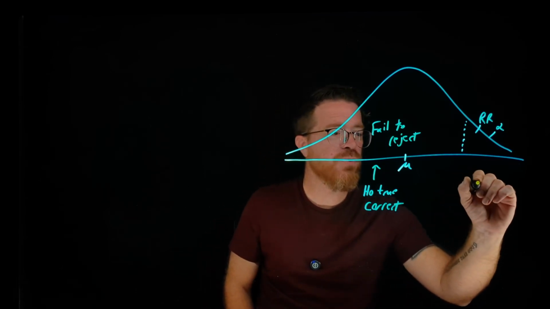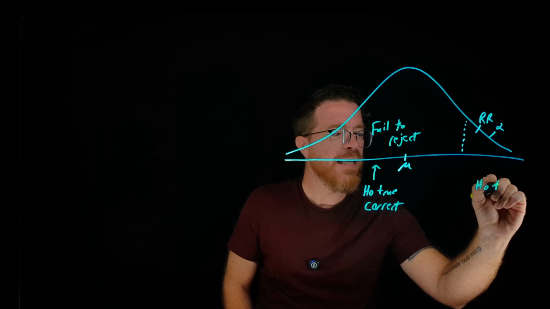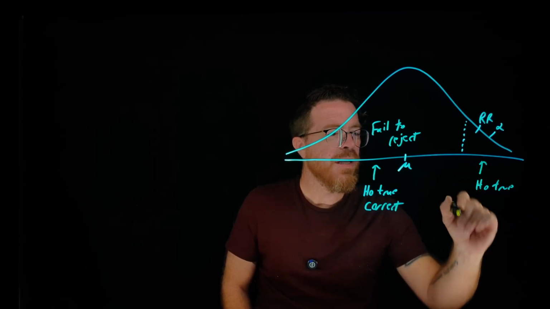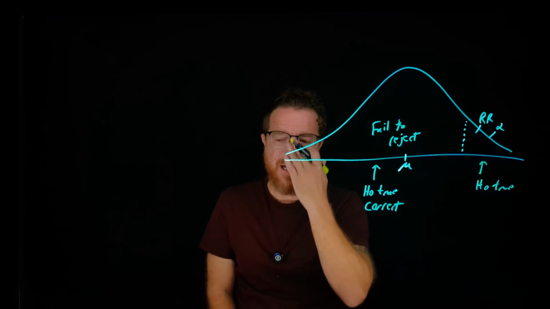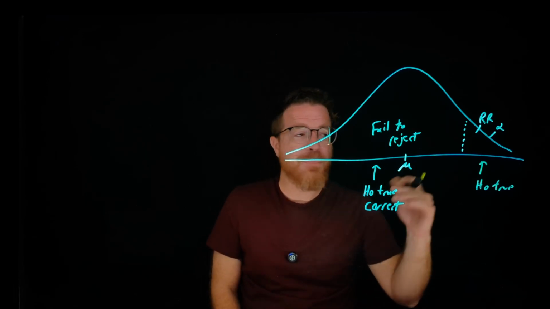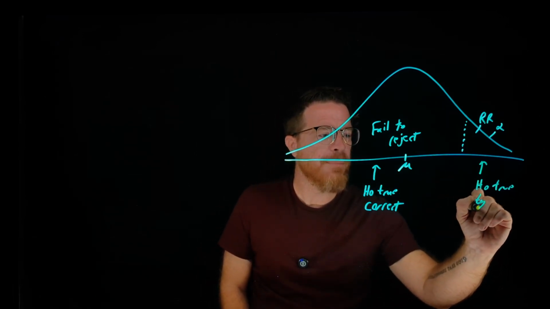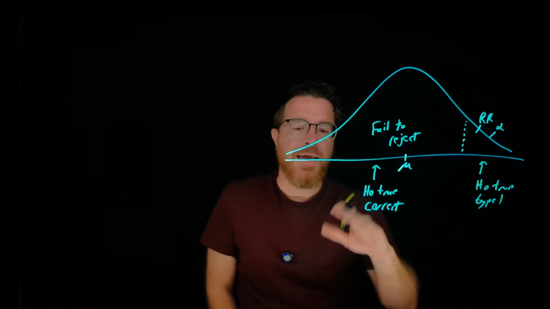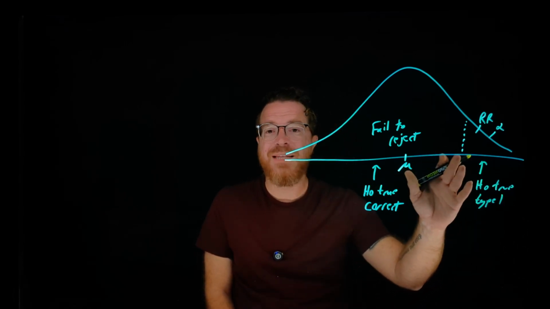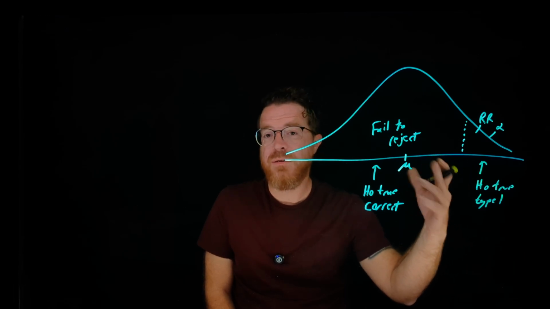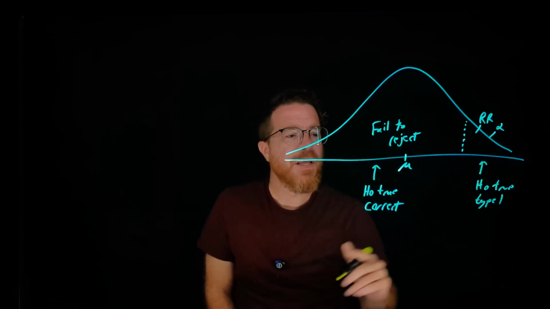If we have a true null hypothesis and it lands in this region, this would be incorrect. And in fact, this would be a type 1 error, right? Because we have taken a true null hypothesis, but we've said that it's not true. But we're wrong because it is in fact true. But again, we don't know that.